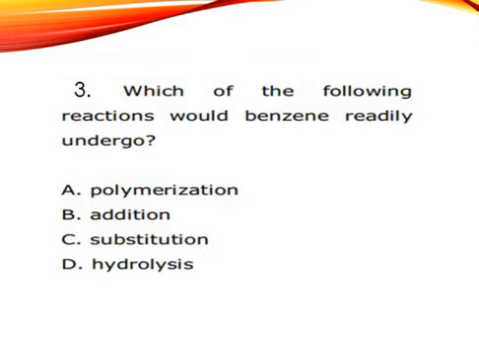Then the third question says, which of the following reactions will benzene readily undergo? You have A, polymerization, B, addition, C, substitution, and D, hydrolysis. Now the one which benzene will readily undergo is substitution reaction. This is because other reactions such as addition will disrupt the structure of benzene. So it will readily undergo substitution reaction, which is C.